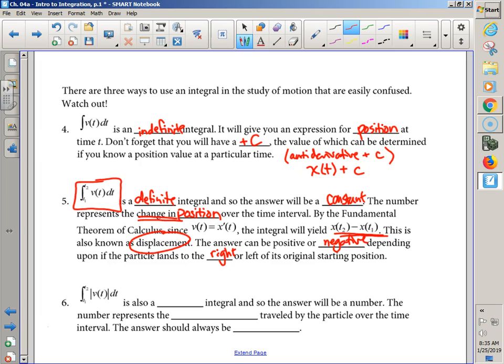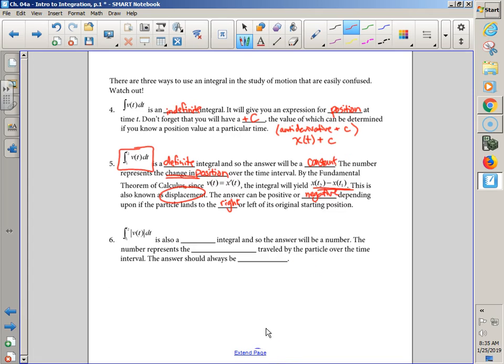But how about number 6? Also a definite integral, because it has bounds. So the answer will be a number. They like number better than constant, because constant sounds like it's always the same. Well, no, change the bounds and it'll be different. Either way, it's a number.